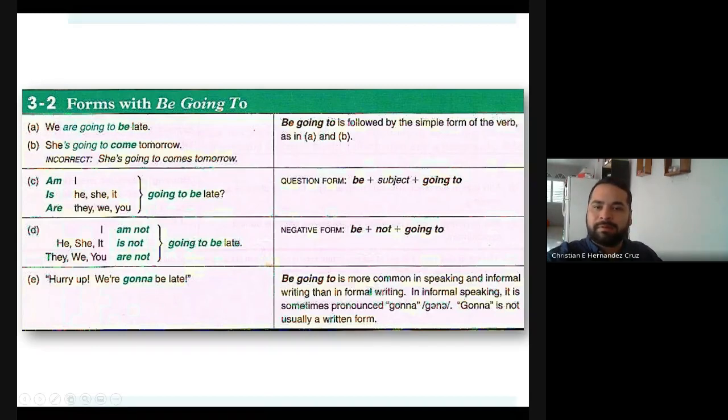Okay, now continuing with this last part over here, be going to. Be going to is more common in speaking and informal writing than in formal writing. In informal speaking, it is sometimes pronounced gonna, which in phonetics would be visualized as this, gonna. Gonna is not usually a written form. You can use that when you're texting and stuff. I'd rather not see this in essays. Anyways, hurry up. We're gonna be late. So this is the same thing as be going to, except it's more slang. It's a little bit faster way of saying that.